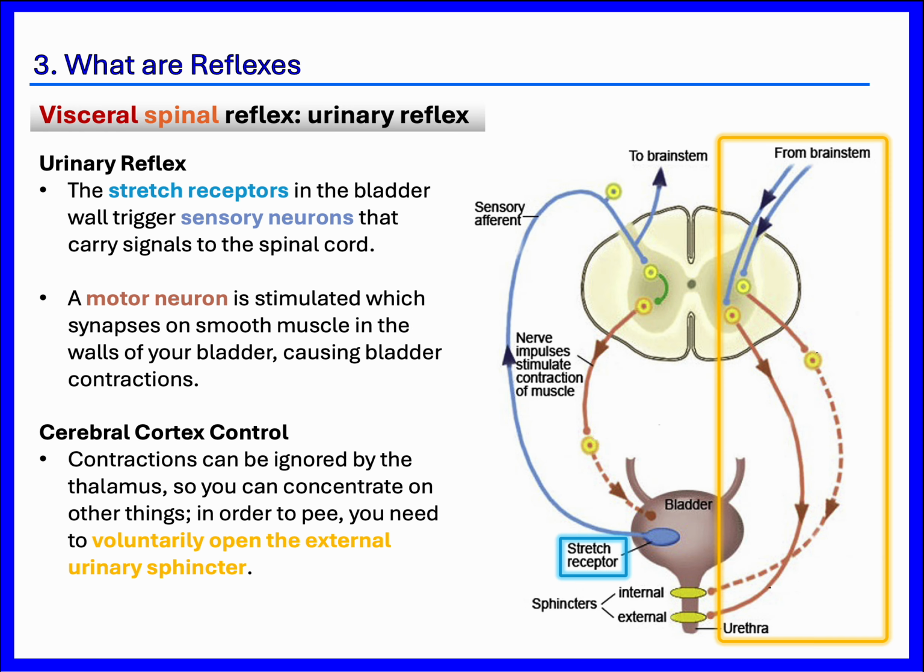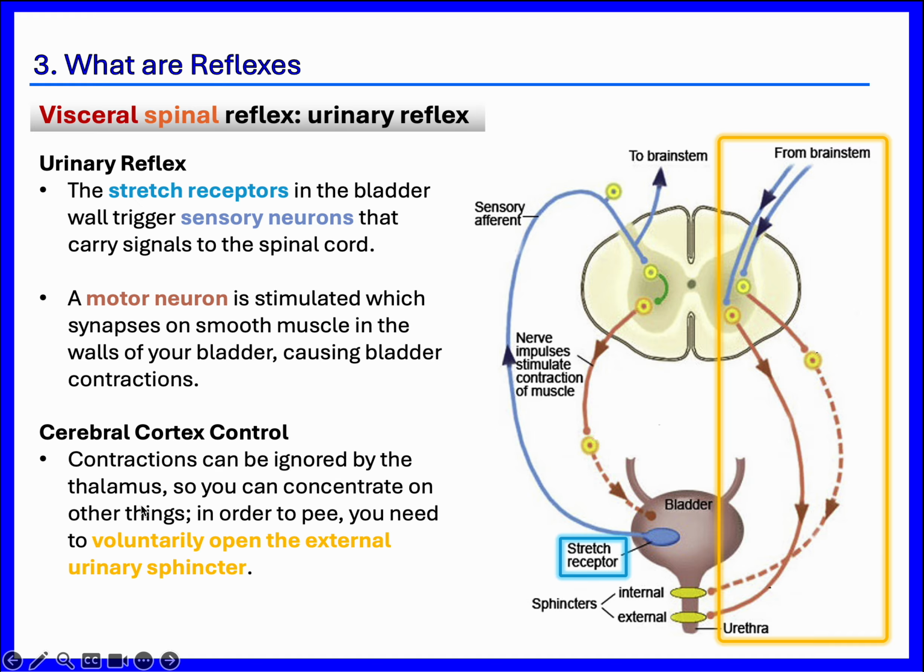Now, there's a caveat to that. We're going to take a look at it. So, again, in the urinary reflex, stretch receptors detect the filling of the bladder, right? The bladder wall stretching. The sensory neurons carry the signal to the spinal cord. The motor neuron is stimulated and it synapses with the smooth muscle on the bladder and causes the bladder to contract.